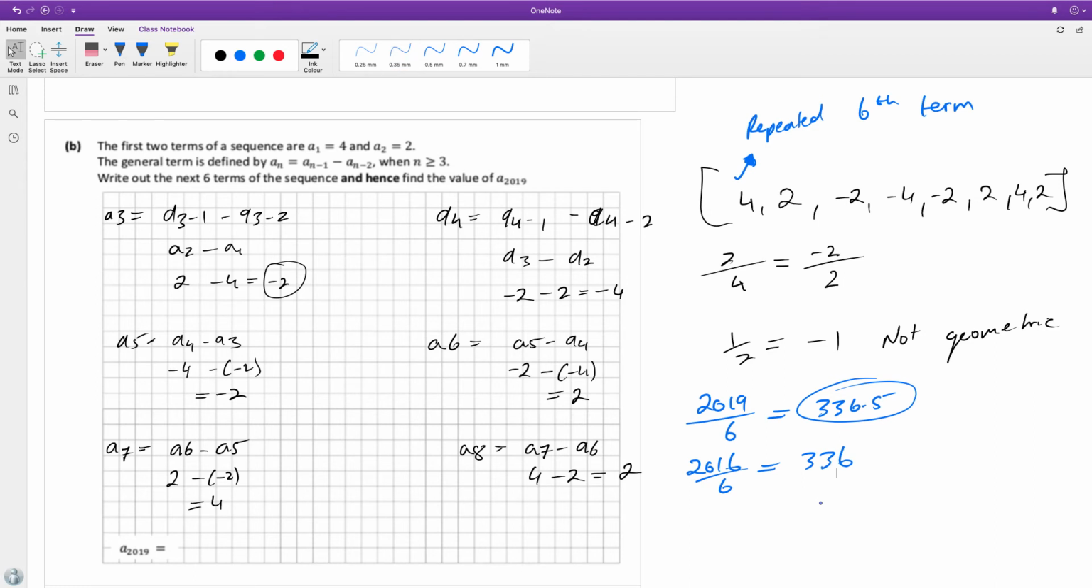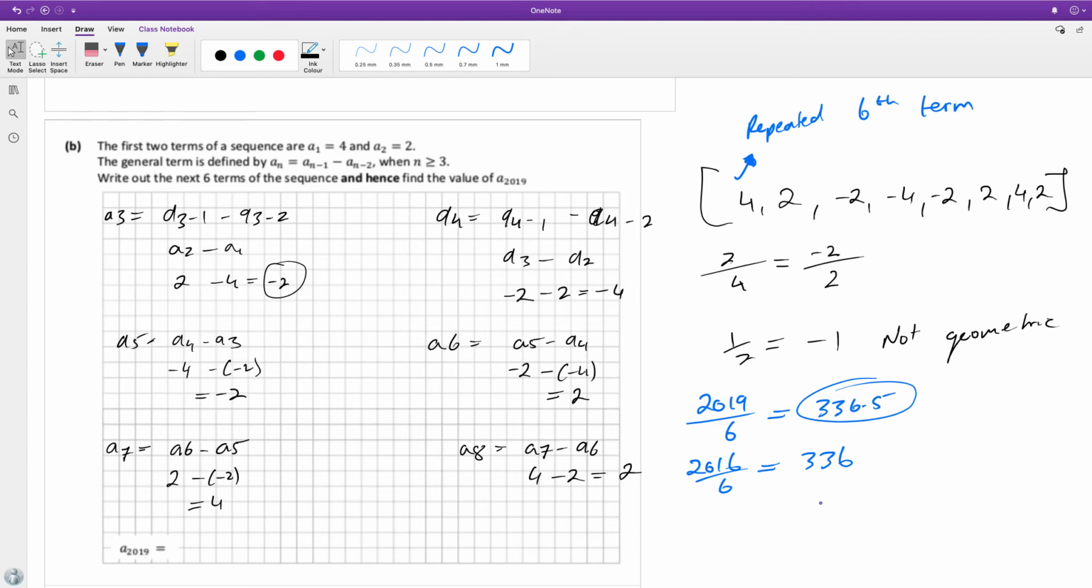336. So what do I know about the 2016 term in the sequence? The 2016 term in the sequence is 2, because it's gone 336 full revolutions through your sequence. I know the 2016 term in my sequence is 2, i.e. it repeats every 6, so you finish out your 6th on 2.